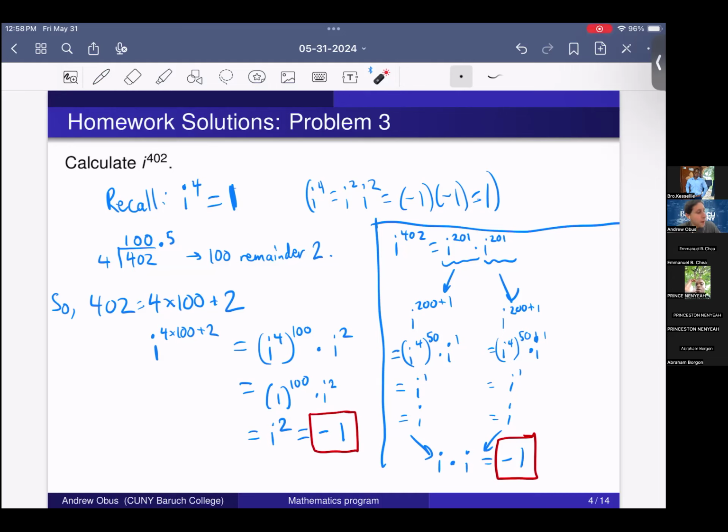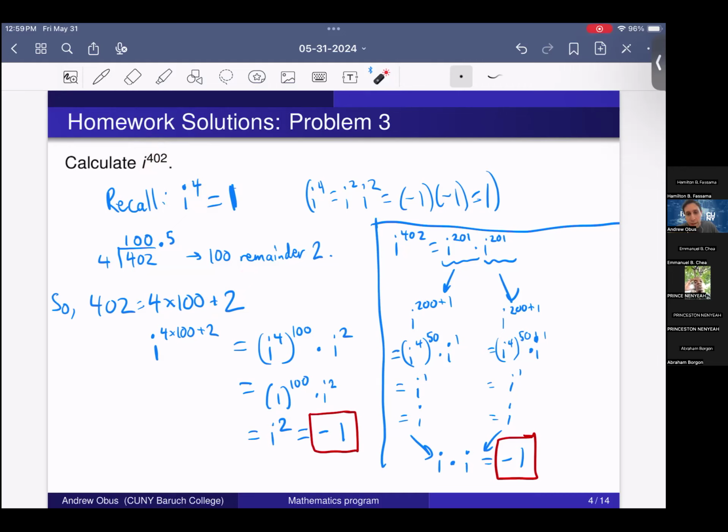Yeah, so you always want to divide by 4 because i to the 4th, 4 is the smallest number that gives you 1 when you're raising i to a certain power. So no matter what big number you have here, you know that i to the 4 is 1. So every 4th power you can ignore. And so what really ends up mattering is the remainder when you divide by 4 in the exponent.